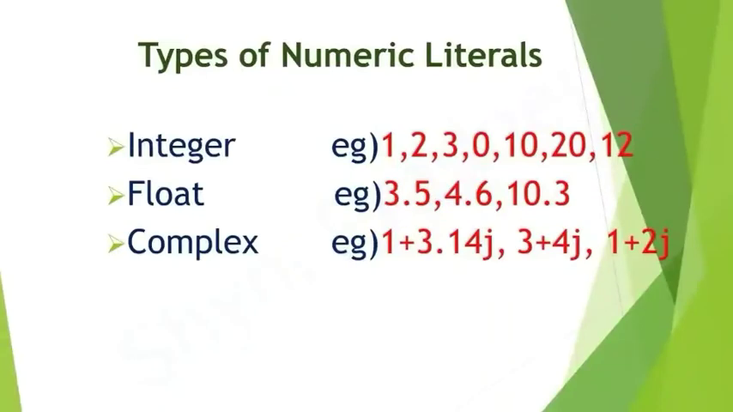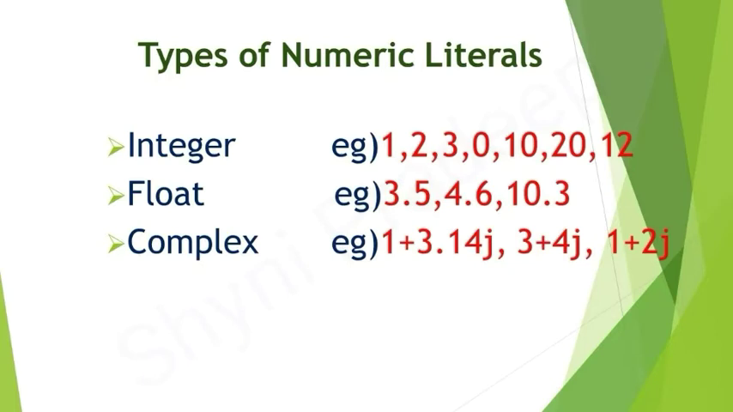What are they? Integer, float and complex. Integer numeric literal, float numeric literal, complex numeric literal. So integer means what? All the whole numbers. Which means 1, 2, 3, 0, 10, 20, 12, etc. Float means fractional numbers. Which means 3.5, 4.6, 10.3. So these are examples for fractional numbers, that is floating point numbers.